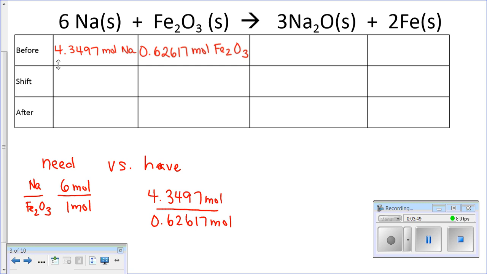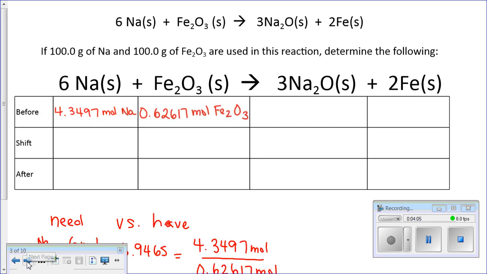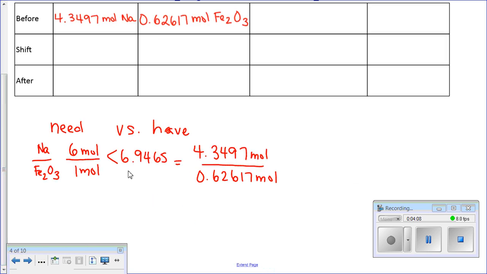I don't know if I have that. I have a 4.3497 mole to 0.62617 mole ratio. So I have this. I need this. I'm going to simplify that ratio right there, and I'm going to get 6.9465. So that's this ratio simplified. So I actually have more than I need, and I'm comparing this to whatever reactant that I put on the top of my need ratio.